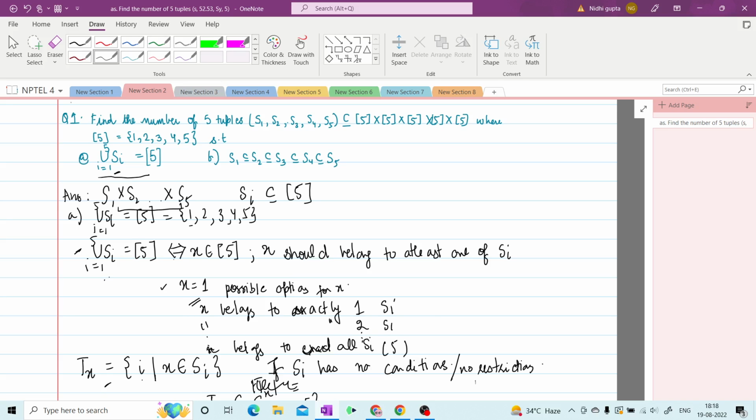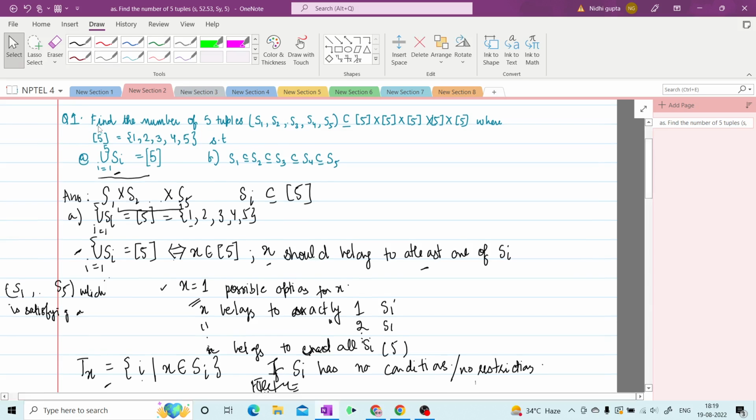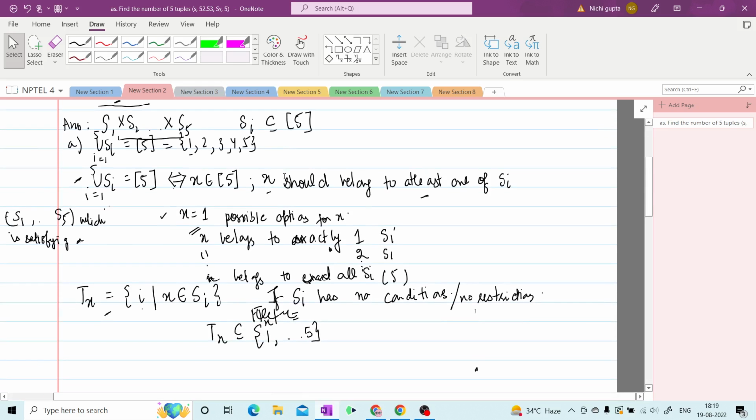So what are the possibilities for X? If we have some tuple S1 till S5 satisfying this condition A, what are the possibilities of X? We have that X should belong to at least one of Si. So the possibility is that X is in exactly one of these Si. Second, X is in exactly two of the Si's, and so on.